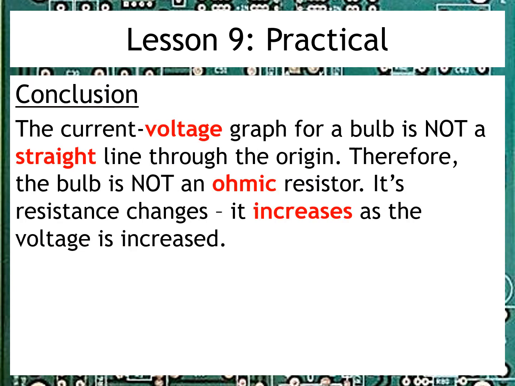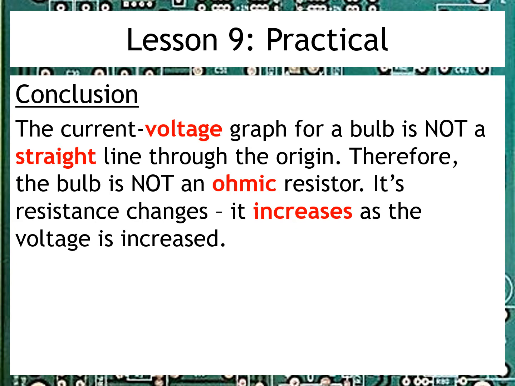In fact, when we completed the practical, we found we didn't get a straight line through the origin at all. The current voltage graph for a bulb is not straight and therefore is not ohmic. What we actually find is that as the voltage or potential difference across the bulb increases, the resistance also increases. So it means that the filament bulb doesn't give us an ohmic relationship.